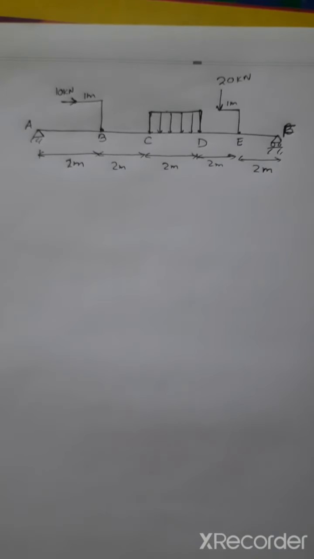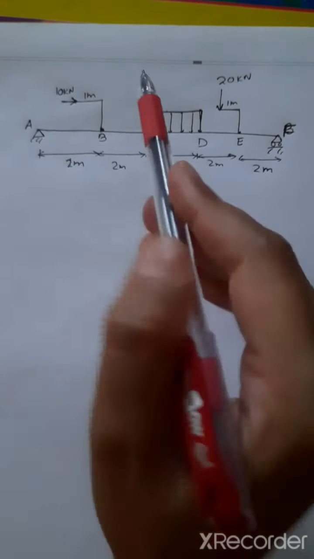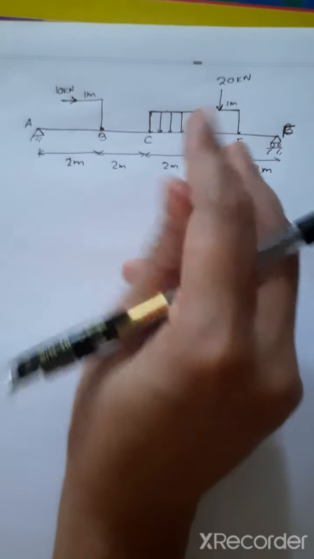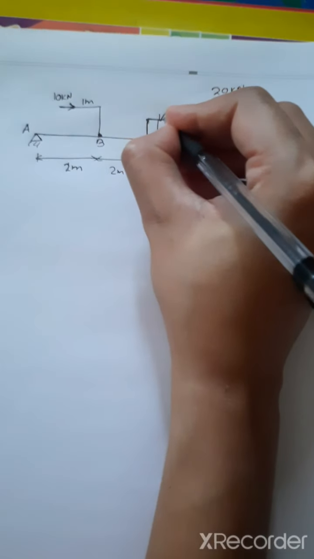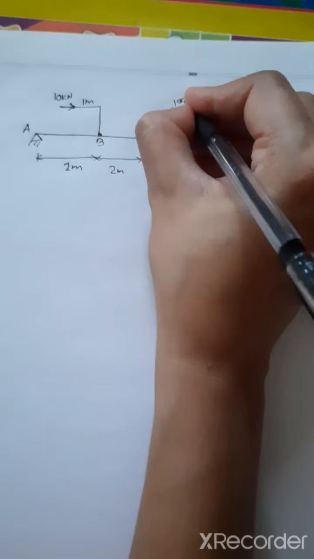So now we'll take one more example for the load calculation. Here in this example we can see we have a UDL which is distributed in 2 meter length. The load of the UDL is 10 kilonewton per meter.